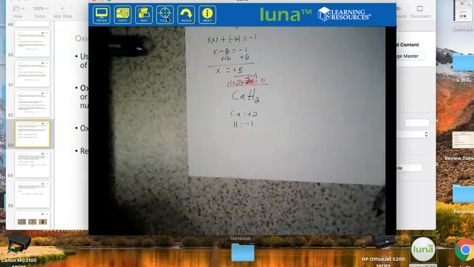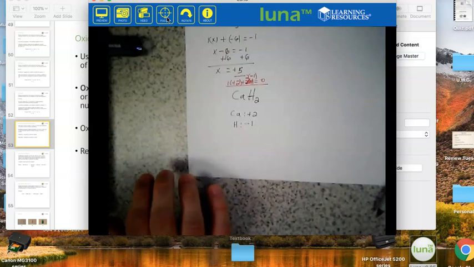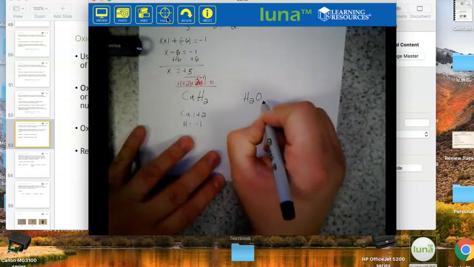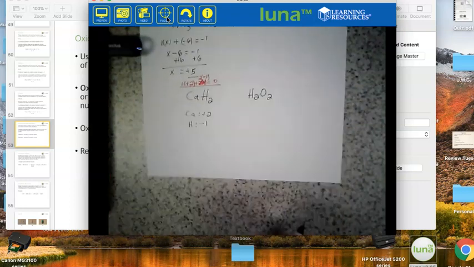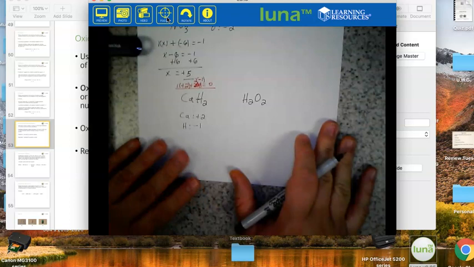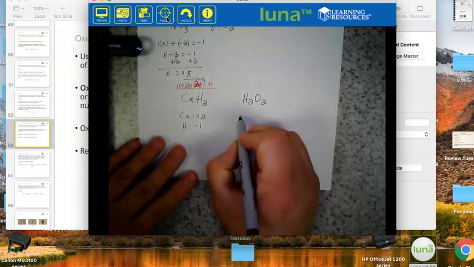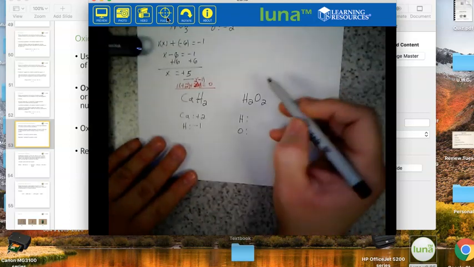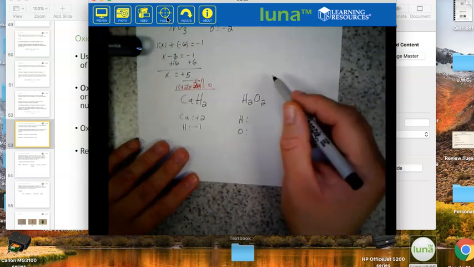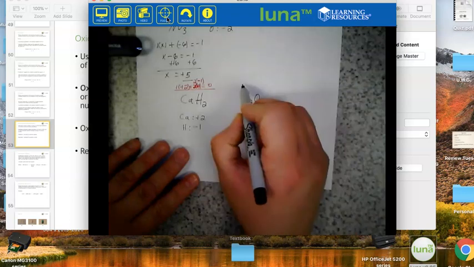All right, here's another one that you may not see very often, but you have to know how to solve anyways. So you have hydrogen and you have oxygen. So we know hydrogen is +1. It's not with a group 1 or 2 metal, so there's 2 atoms of it.